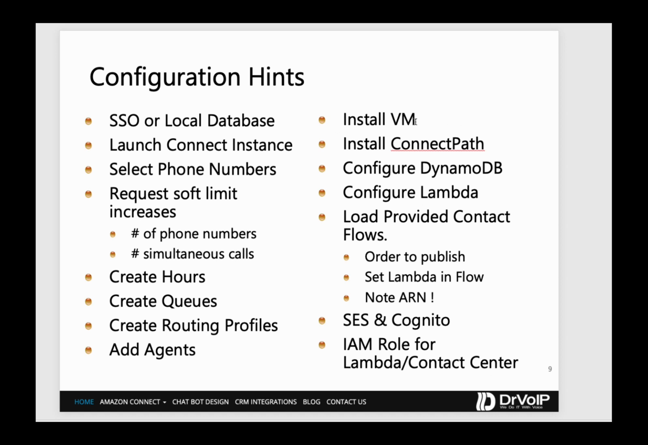Then we're going to go ahead and install voicemail. We're going to install the Connect Path agent dashboard. There'll be separate tech tip videos on how to do this. We'll configure the DynamoDB table. We'll configure the Lambda. As I said, we provide the Lambda functions, and we'll just show you how to get them installed. And then you're going to load the provided contact flows.